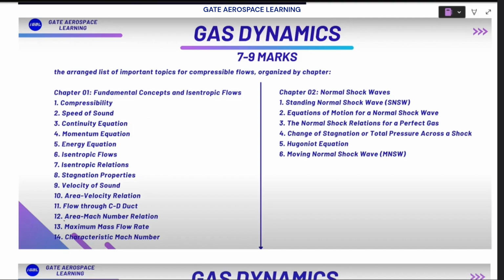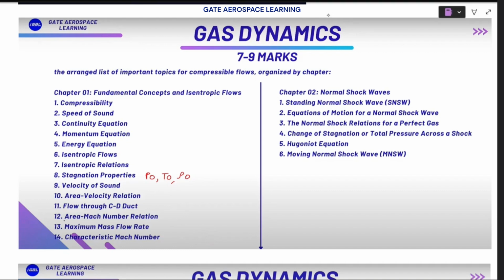And many more. Then isentropic flow, which is very important and basic for all the upcoming topics. Isentropic relations. Then the stagnation properties, P naught, T naught, rho naught. Then the velocity and area relation, again very important for nozzles, ducts and diffusers. Again, flow through a CD duct, area Mach number relation, maximum mass flow rate, characteristic Mach number. All these things we will see, along with their significance. You need not worry about this.